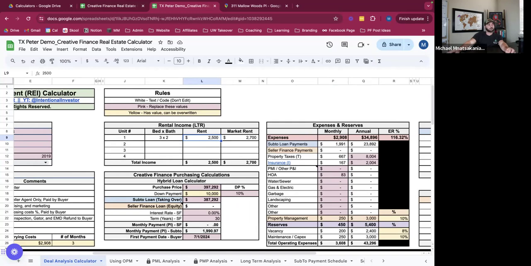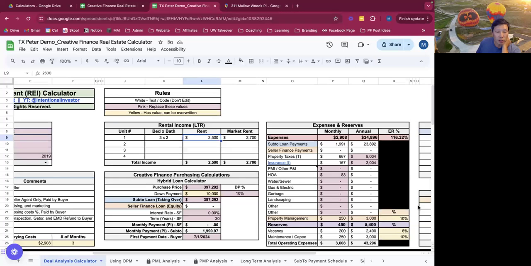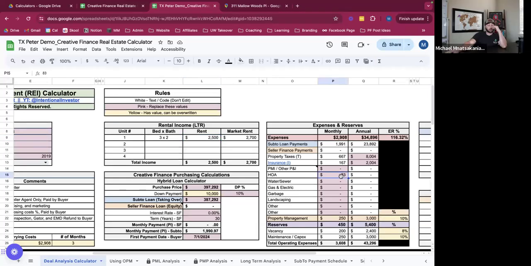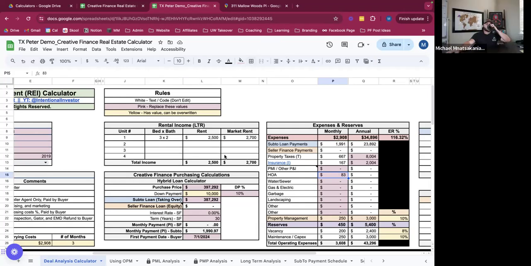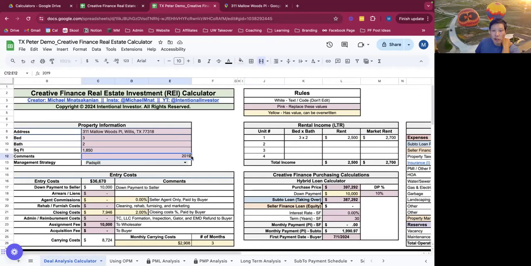Oh, Peter, you're muted. It is monthly HOA. Do you know if and what restrictions there are? That's something I would definitely ask the wholesaler. There's no, yeah, short term is not allowed. Okay, so that's good to know. So I'd put that in the comments: short term is not allowed.